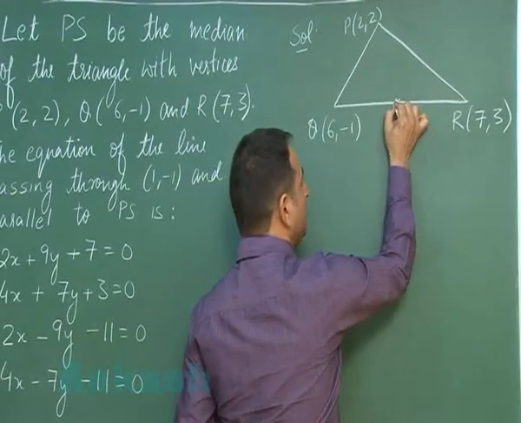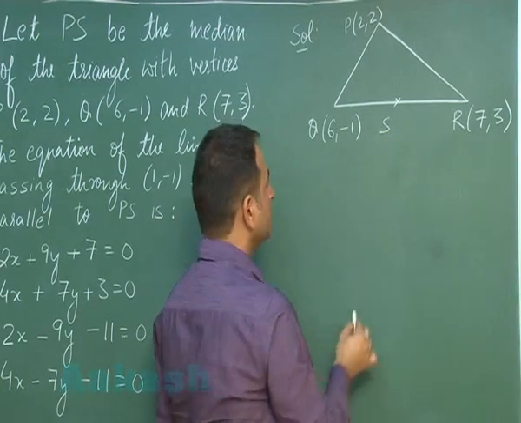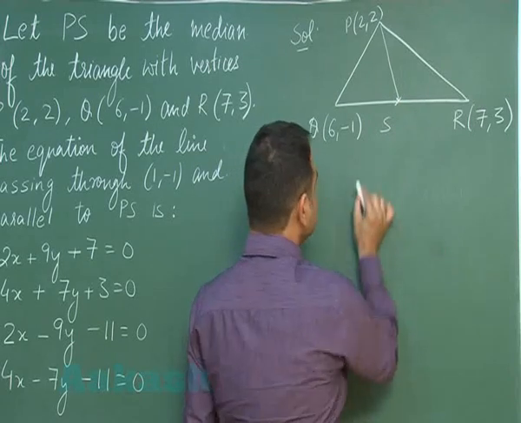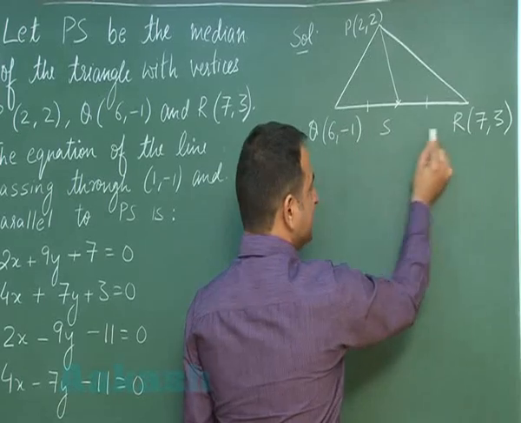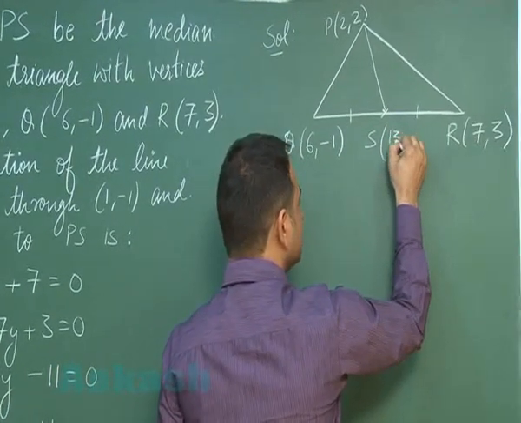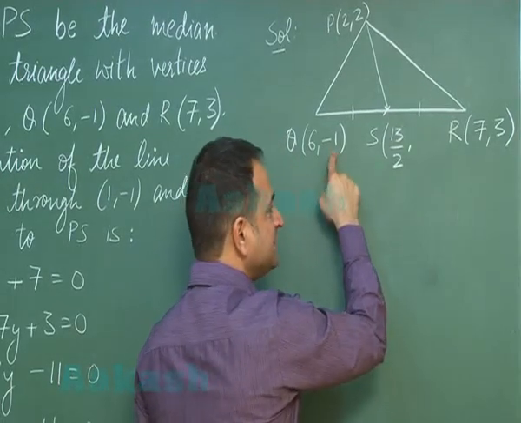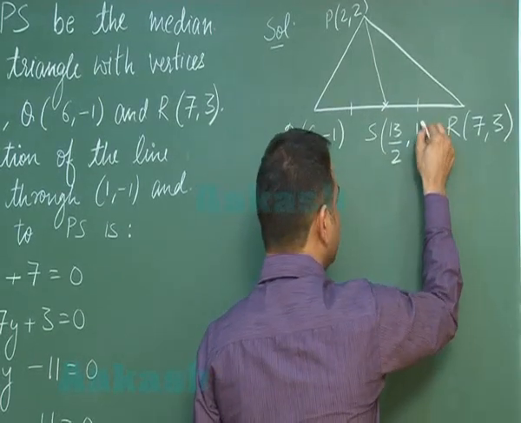S is the midpoint of Q and R. It is given PS is the median. Now what is the midpoint of Q and R? (6 plus 7) by 2, that is 13 by 2, comma (-1 plus 3) by 2, that comes out to be 1.